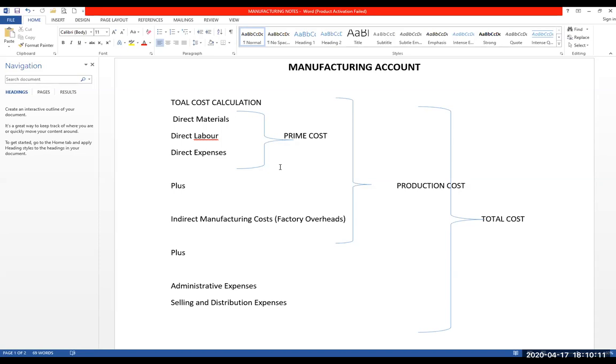All of those types of costs to sell the product, any cost directly associated with selling the product or distributing the product, those are known as selling and distribution expenses. Any questions up to here?